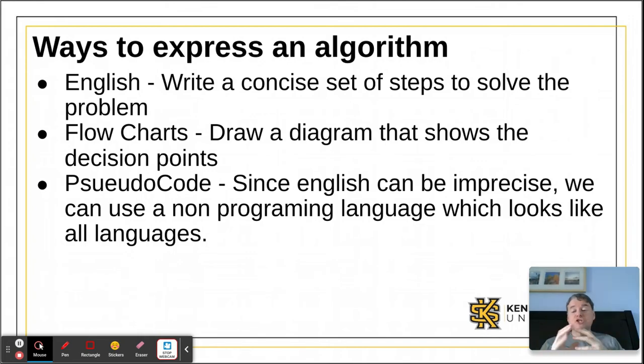There are very specific shapes and whatnot, and we'll talk about that, and you'll see an example here in a moment. So flowcharts are one way that you can express an algorithm. The other option is you can write in something called pseudocode.